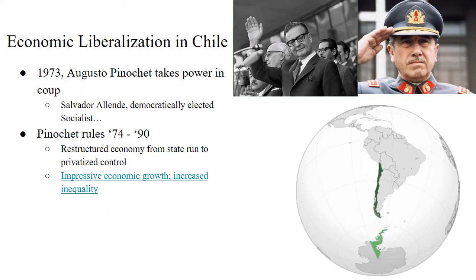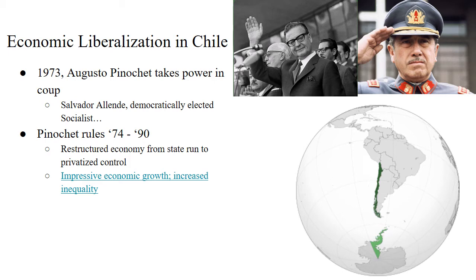To see some examples of this in action, let's look at a few places. So in Chile, we had last talked about Chile as an example of a center of the Cold War, right? Where in 1973, Augusto Pinochet had taken power in a U.S.-backed coup against the democratically elected but socialist Salvador Allende on the left here, and Augusto Pinochet is the soldier-looking guy on the right here.